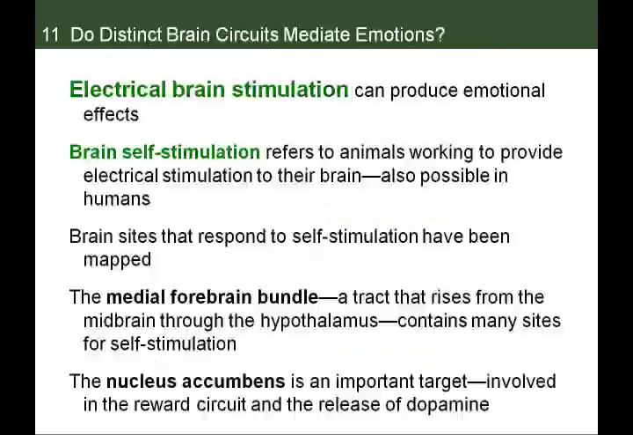Okay, so now let's go back to the brain. We know that if you electrically stimulate certain parts of the brain, the person can feel an emotion. So we know that the brain is really important to emotions, and Cannon and Bard alluded to this as well. We also know about brain self-stimulation, which is used in many different paradigms, and there are areas in the brain that feel good when stimulated.